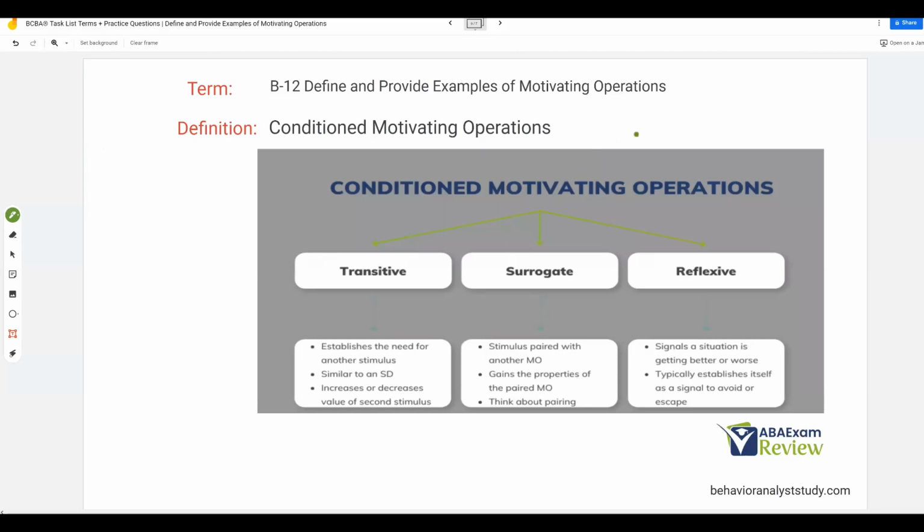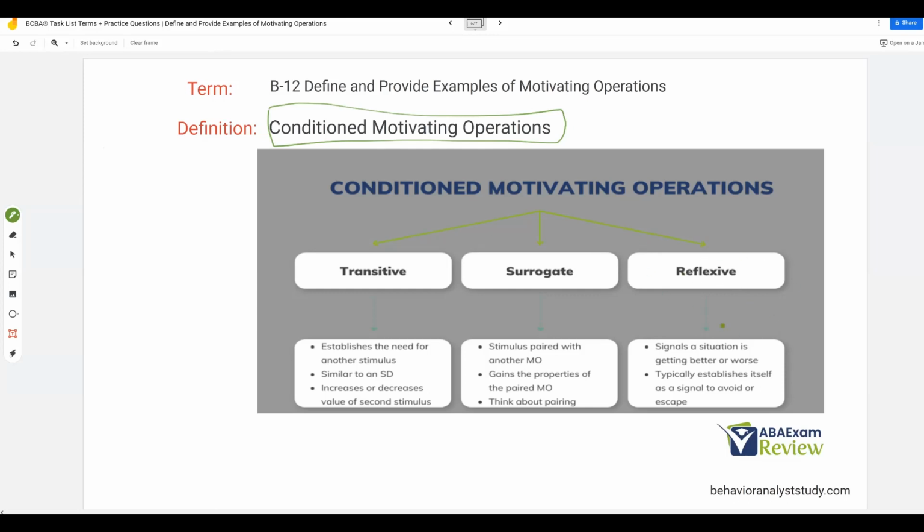Okay, conditioned motivating operations. My advice to you is to study these last. Do not spend a whole lot of time on them. They're complicated, needlessly complicated. You're not going to use them a lot in practice, and they're going to tend to confuse you. So I would recommend, if you don't really understand CMOs, save them for last. Okay, so you have 3. You have transitive, surrogate, reflexive.